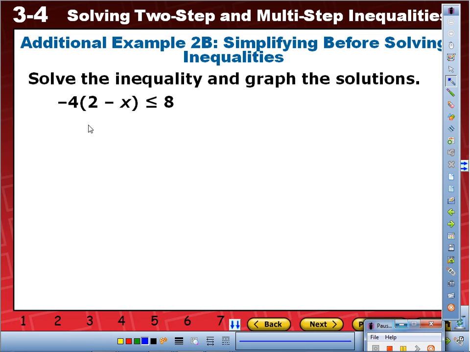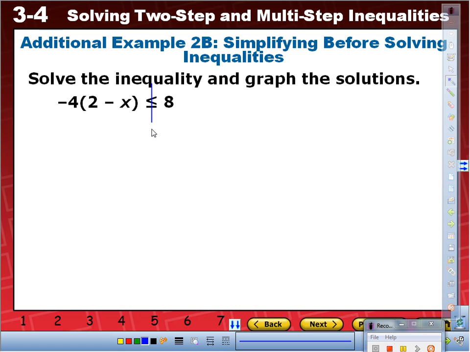Okay, copy this one. Negative 4, open parentheses, 2 minus x, close parentheses, less than or equal to 8. Let's just do the first step together, and then you'll finish it off. Line down the inequality symbol. Think about it. If we have a parentheses and we need to get rid of the grouping symbol, Jared, what do we do? Distribute. Distributive property. This becomes negative 8. Negative 4 times negative 1x becomes positive 4x less than or equal to 8.